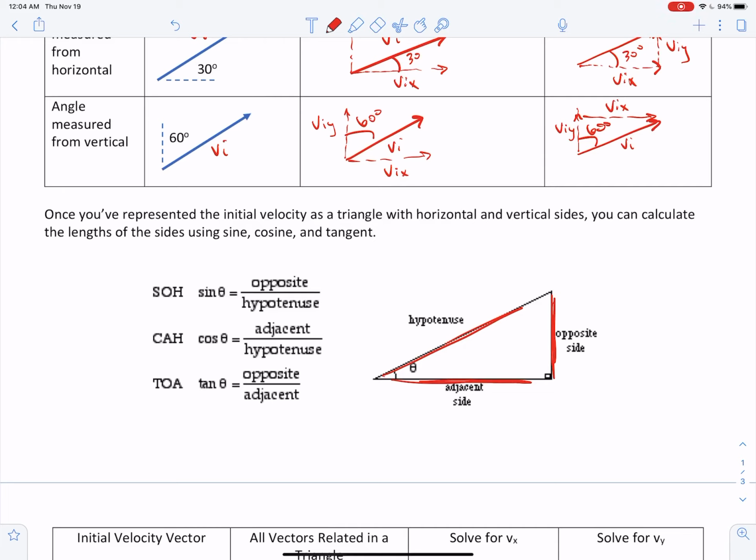And then sine, cosine, and tangent relate them to each other, right? Sine is the opposite. The sine of this angle would be the length of this leg divided by the hypotenuse. That's what we're talking about here. The cosine of the angle would be the length of the adjacent leg, this side, divided by the length of this side, the hypotenuse. And the tangent of the angle would be the length of the opposite side divided by the length of the adjacent side here.